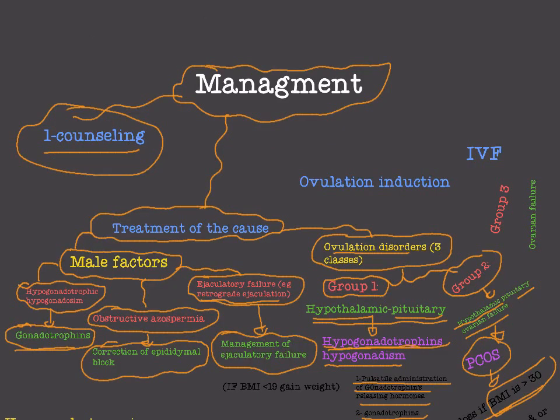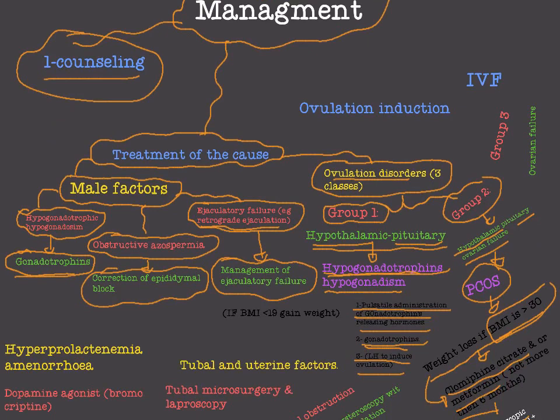Okay, this is about PCOS, and I'm going to talk about PCOS in detail in a subsequent video. So what is the third group of ovulation or ovulatory disorders? The third group is ovarian failure.